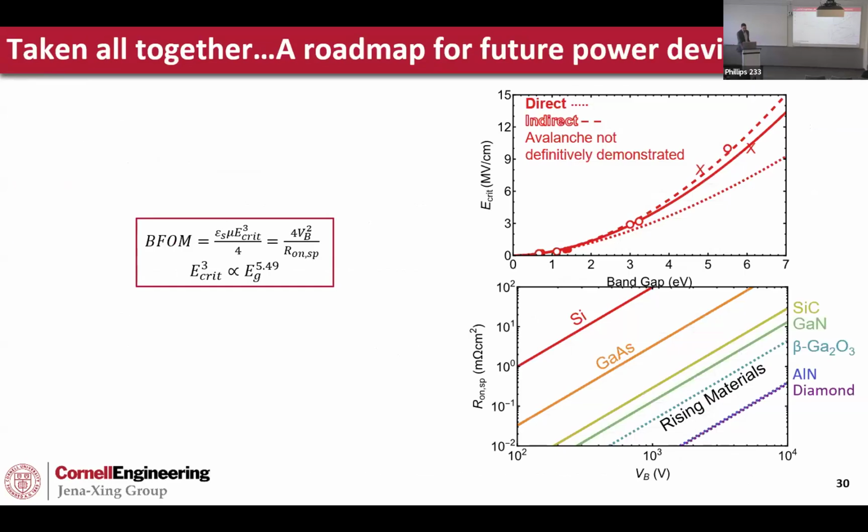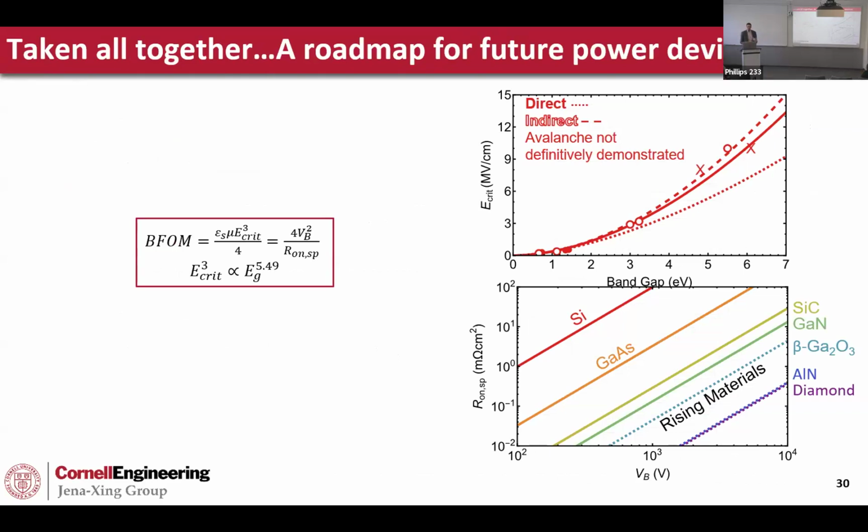So knowing that this is the expression for BFOM, you can actually say this is what E-crit should be as a function of bandgap. If you then set E-crit as a constant, mobility as roughly constant, you can generate this plot in the bottom right, which is your traditional BFOM figure where you want to be in the bottom right. You want to block as much voltage with as little on resistance as possible.